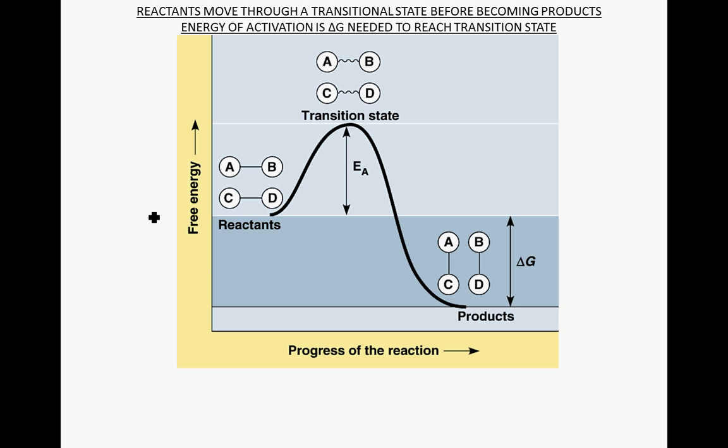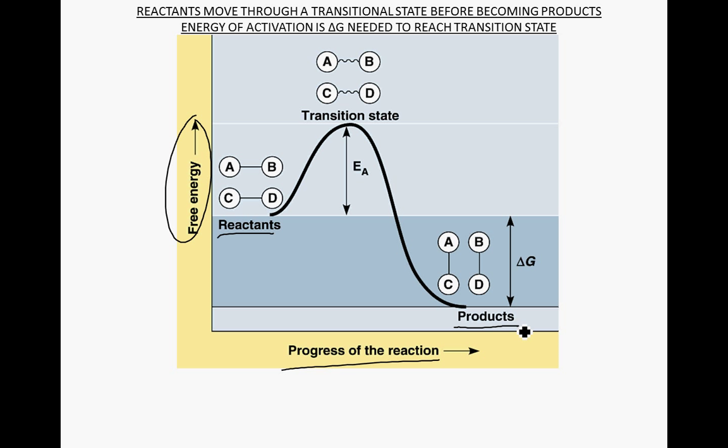So in the previous screencast, we talked about free energy, right? And then over the progress of the reaction. So every chemical reaction that's happening in the cell has a free energy component to it, and most reactions will not take place just spontaneously. You need some sort of catalyst to help those reactants become products.